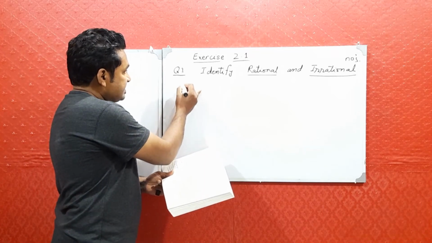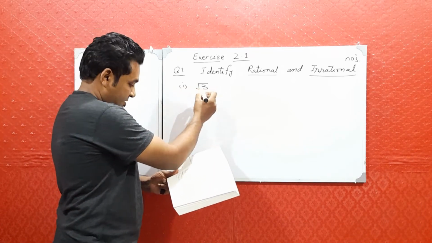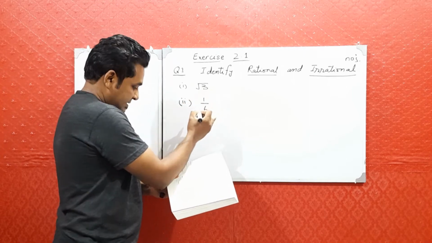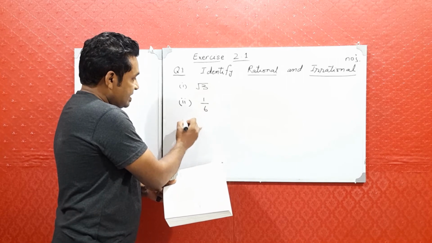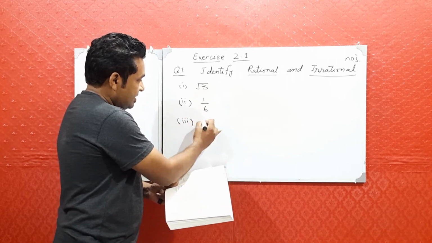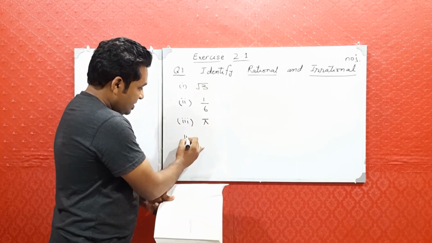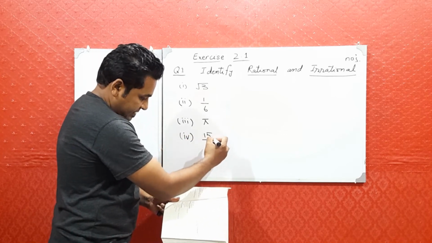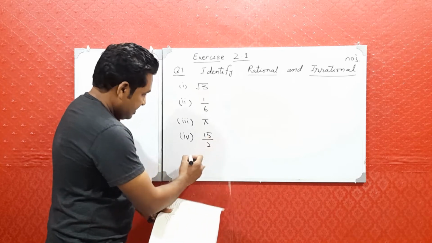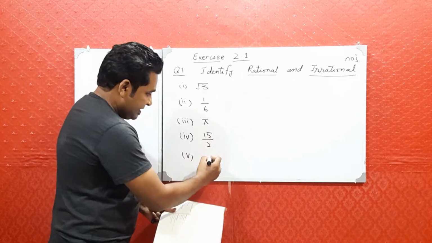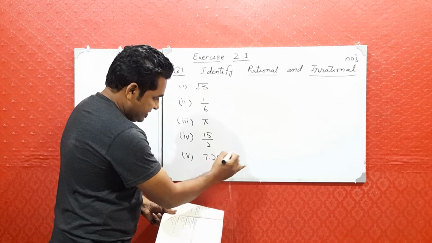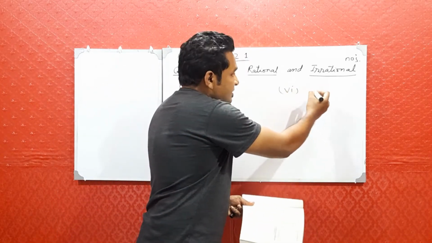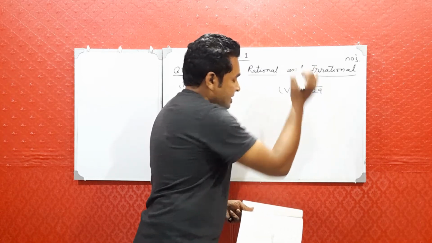First part is square root 3. Second part is 1 over 6. Third part is pi. Fourth part is 15 over 2. Fifth part is 7.25, and last part, which is sixth, is square root 29.